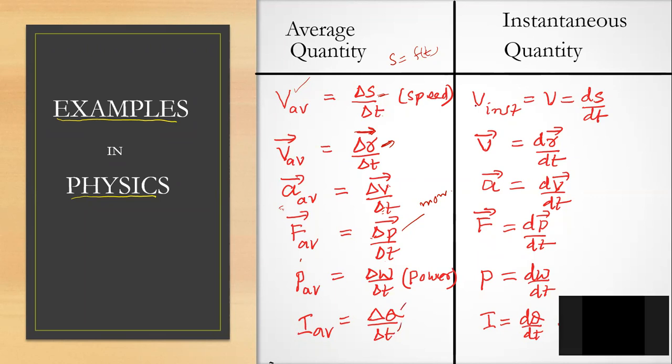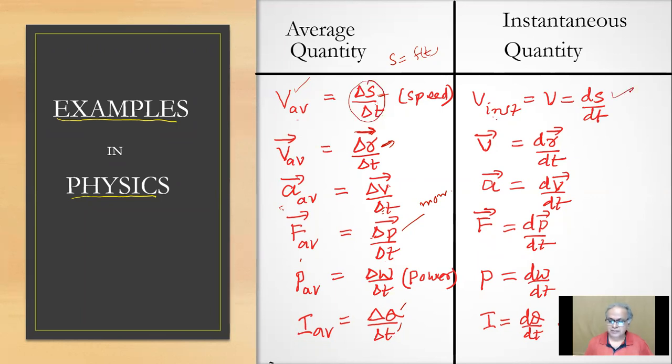But correspondingly, we have instantaneous values. Average speed, instantaneous speed. That will be the limiting value of this delta S by delta T, which we name as ds by dt. Isn't it so? I just recall to your memory. V instantaneous should be the limit of delta T tending to 0, delta S by delta T. That means this delta S by delta T, limiting value when delta T is going to 0, is called ds by dt. Instantaneous speed this is.